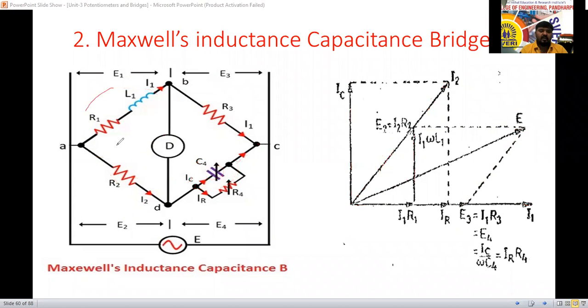So here, can anyone tell me what is the formula for Z1 now? Z1 equal to, again we have to use the same formula, Z1 Z4 equal to Z2 Z3. So for that reason, what we have to do? We have to write Z1 equal to R1 plus jXL1.